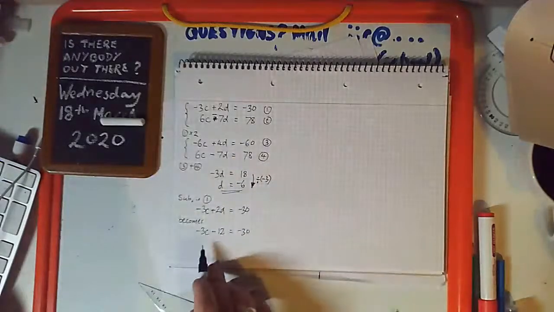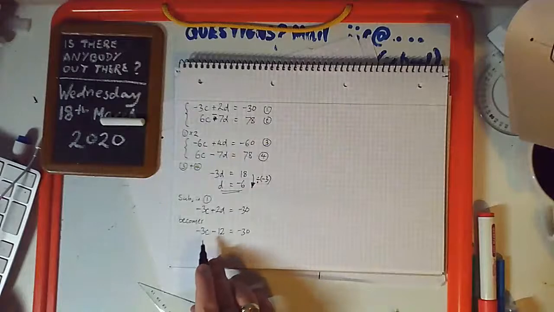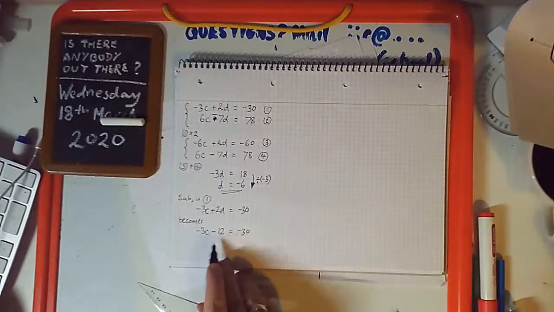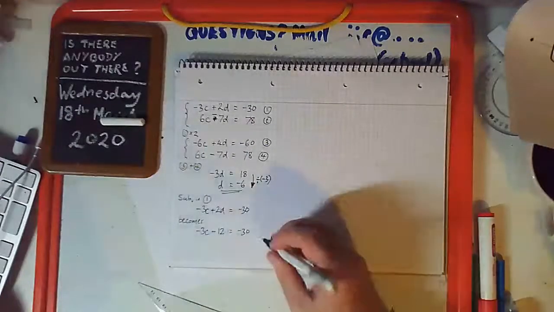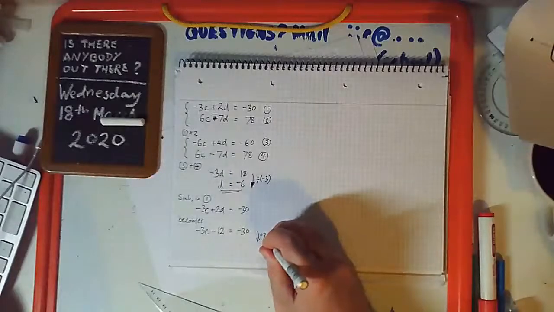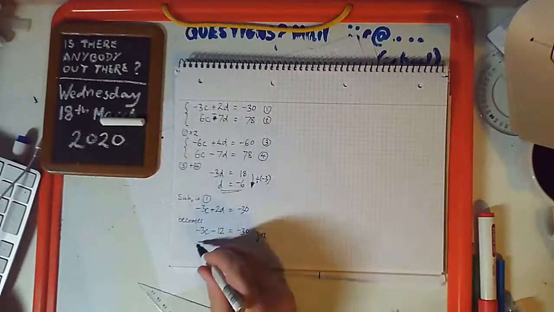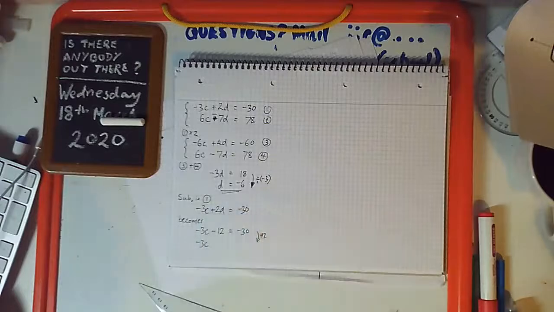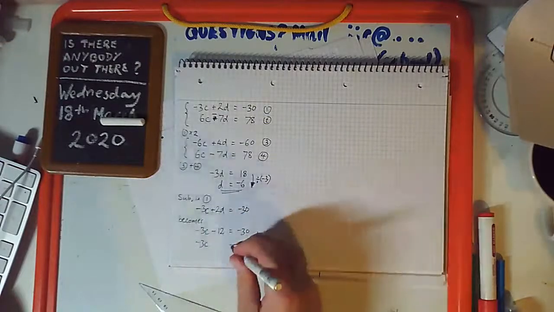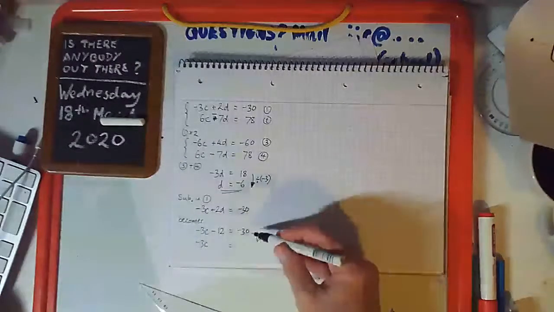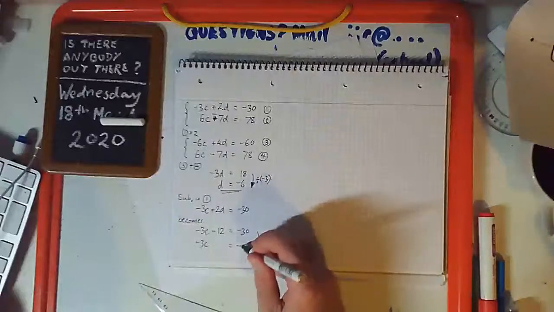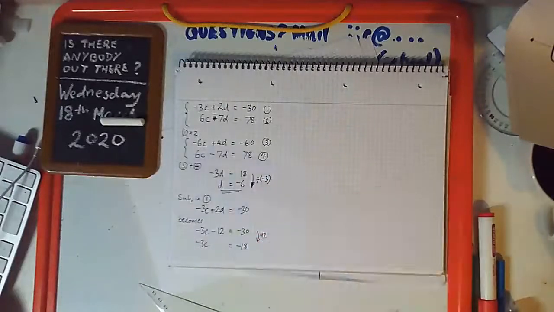So I'm trying to figure out what C is. So I'd like to get the C bit on its own. It's quite easy to get rid of the minus 12 by adding 12 to both sides. And then you just get the minus 3C bit on its own. But then I've got to add 12 to the other side. So minus 30 add 12 is minus 18. And then I get minus 3C equals minus 18.